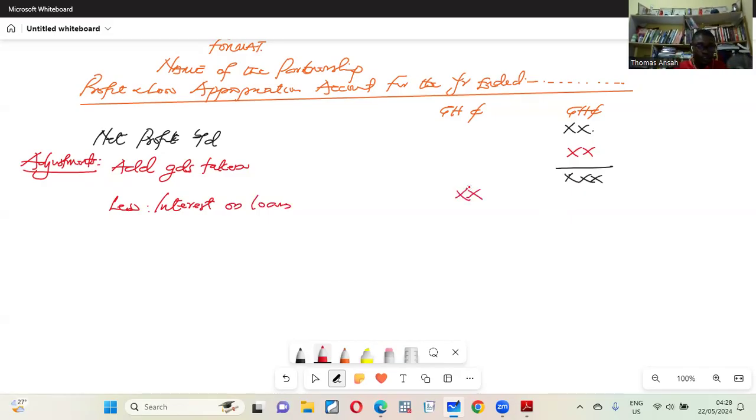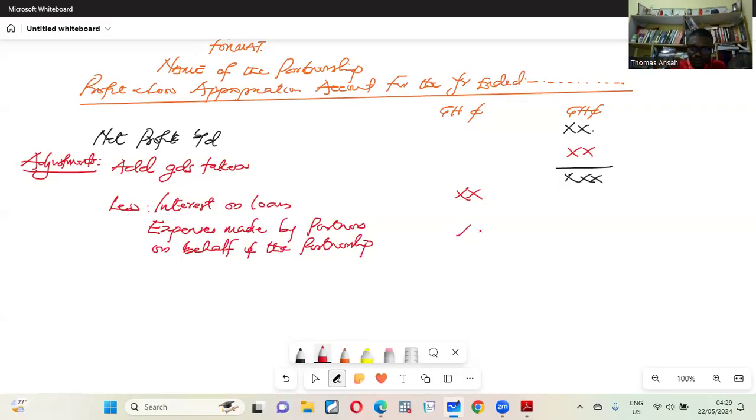Not only that, we have general expenses. So we are talking about P&L expenses made by partners on behalf of the partnership. So if there are any expenses that the individual partners have made on behalf of the partnership, then it means that the money they spent should have been spent by the partnership, but they did it. So the partnership owed them that money back. It's an expense they did for the partnership. So you have to subtract all these. Then when we do that, we now get what we call our adjusted net profit.